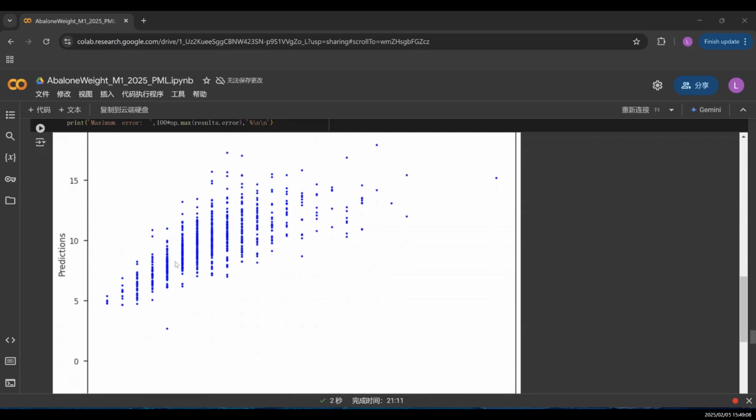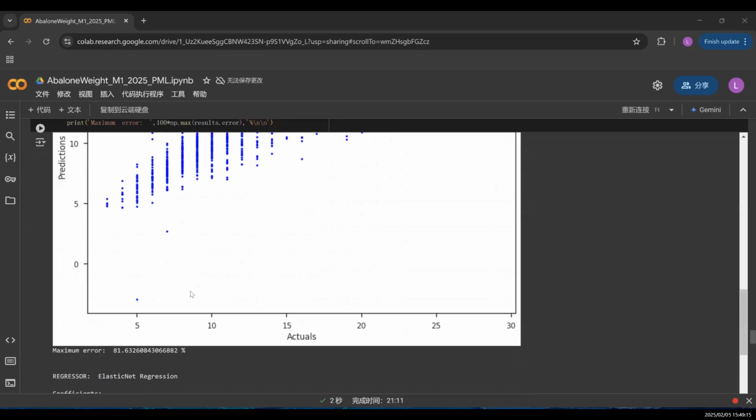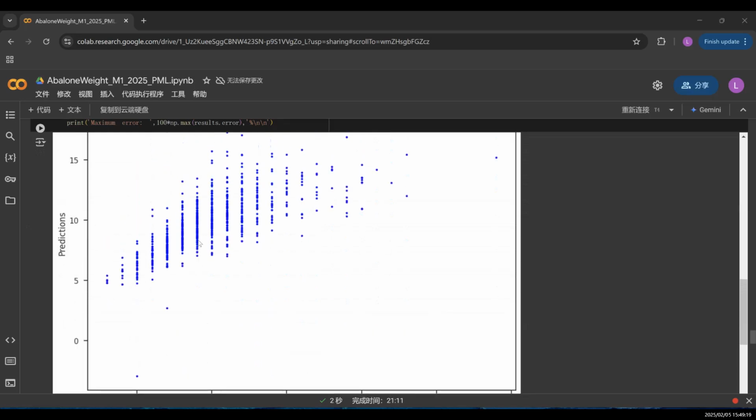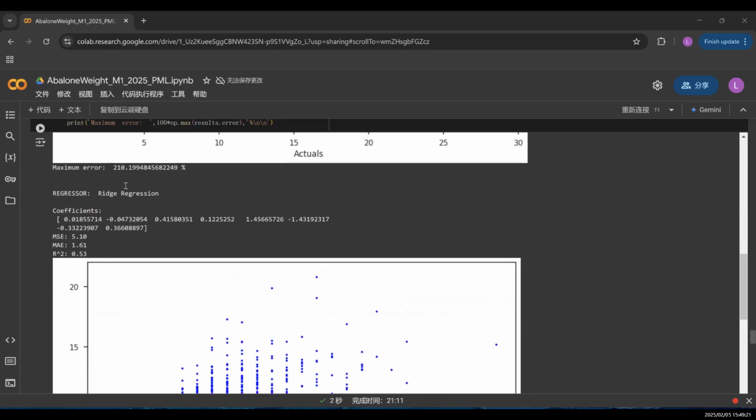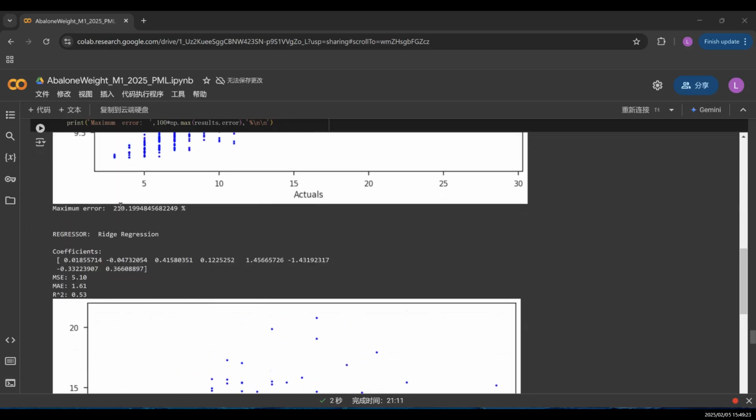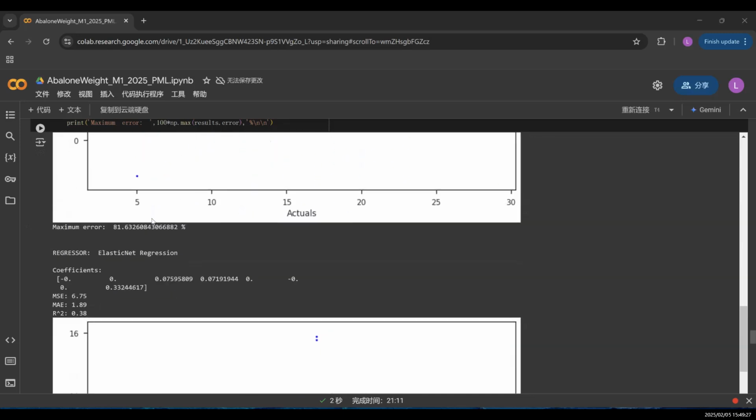You can see that it has a trend like this, and the maximum error is 81%. So that is the best performing one. You can see that the other one generated a maximum error much higher than that.